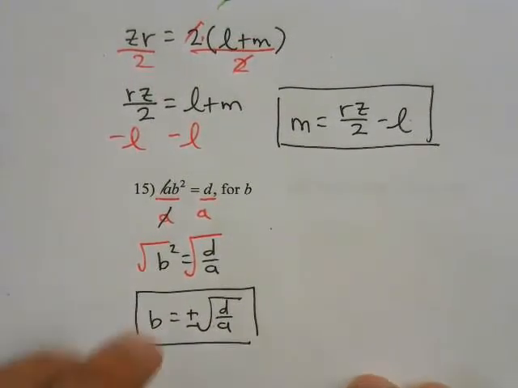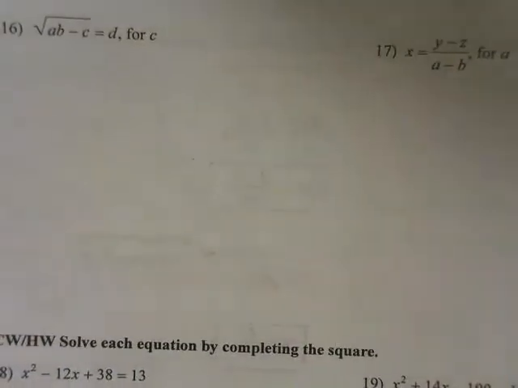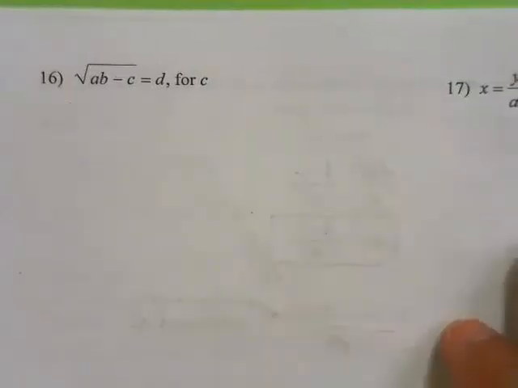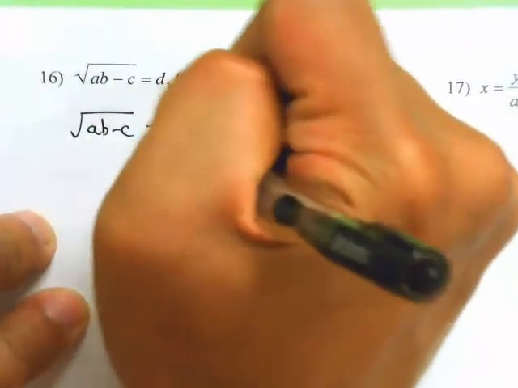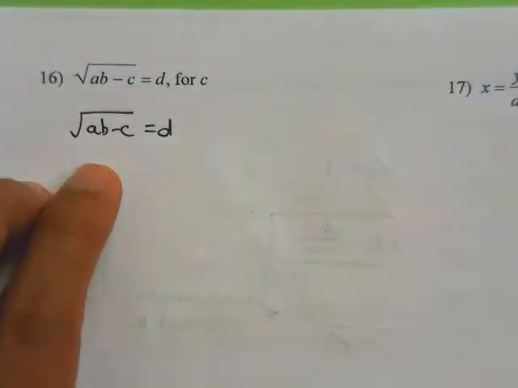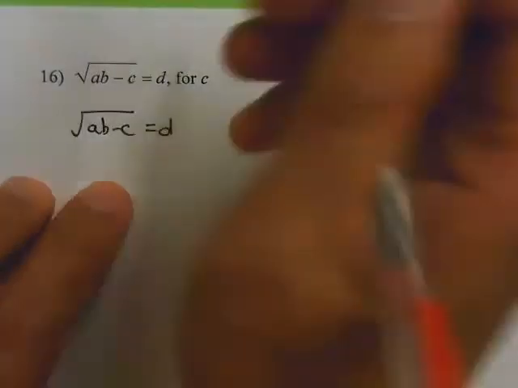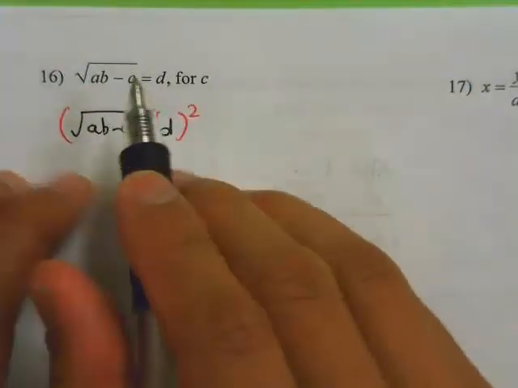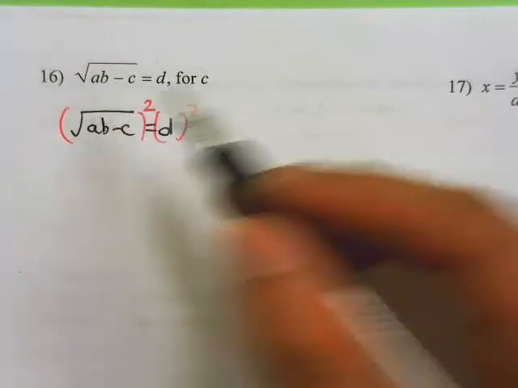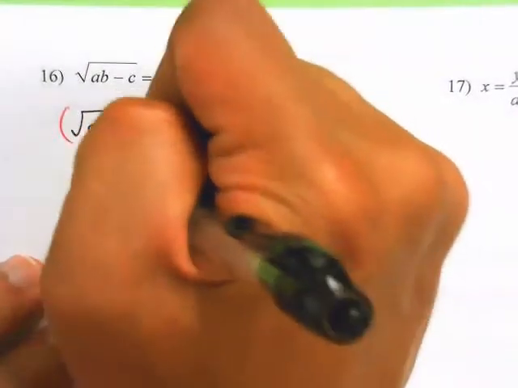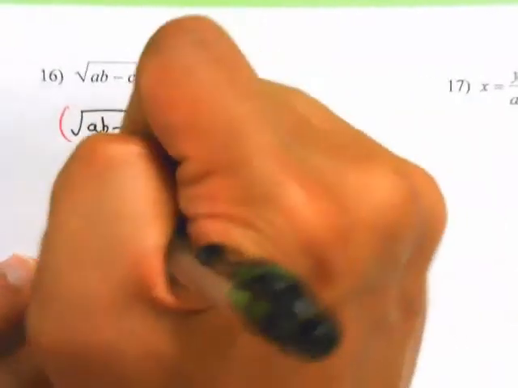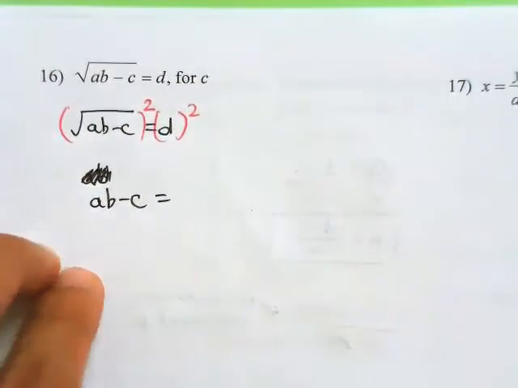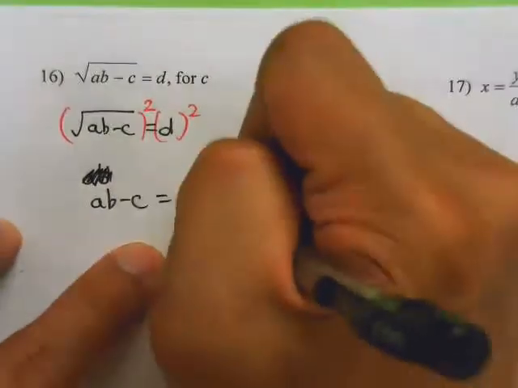All right, let's do the last two. Number 16. Okay, we got to solve for C. I'm going to write this twice for notes purposes. So it's a good thing that we've done square root functions, because to undo a square root, what are you going to do on both sides? We're going to square, raise it to the power of 2 on both sides. So the square root and the square are going to undo each other. So you're just left with that on the left side, and then you have d squared.